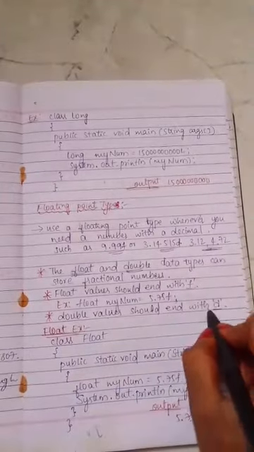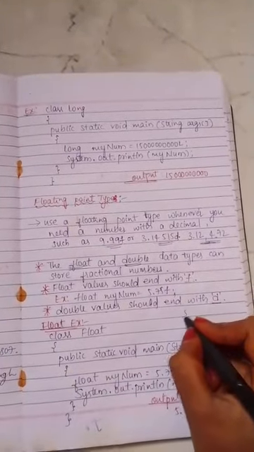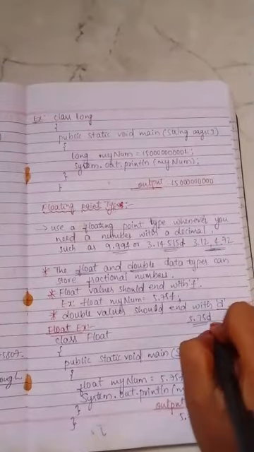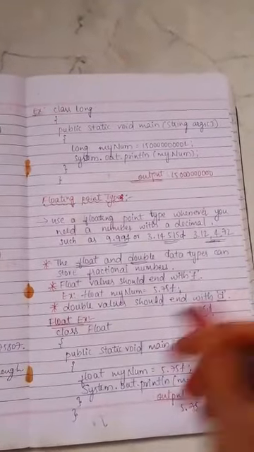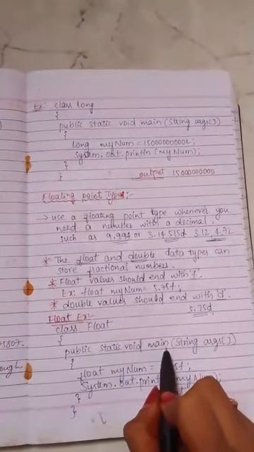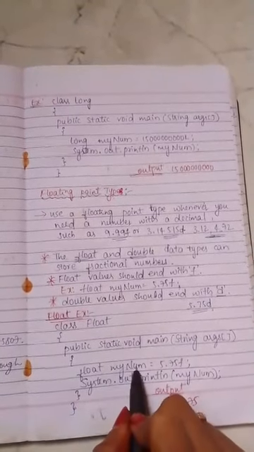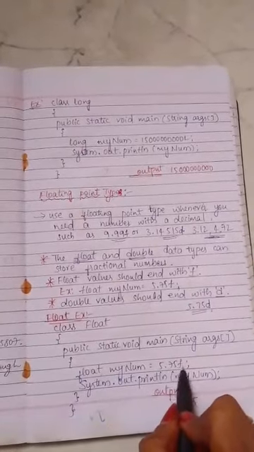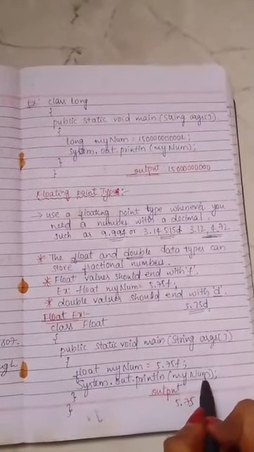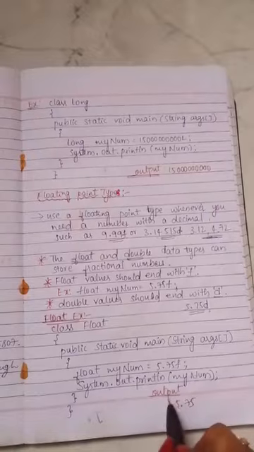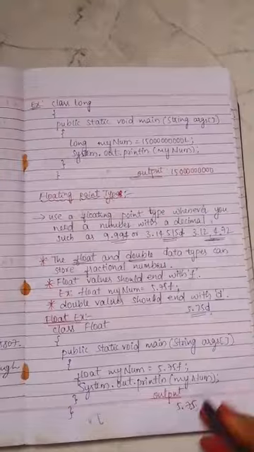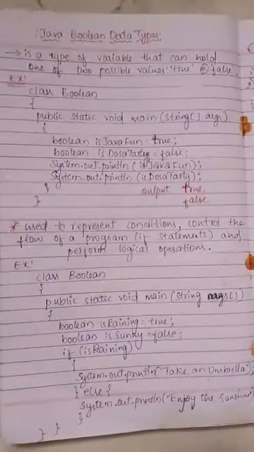Double value should end with D. For example, 5.75D. This is the double data type. Easily we can identify. Float example, class float, public static void main string arguments, float myNumber is equal to 5.75F. System.out.println(myNumber) will go to myNumber. It will print the 5.75 as it is. It doesn't print the F. Only the value it will print.